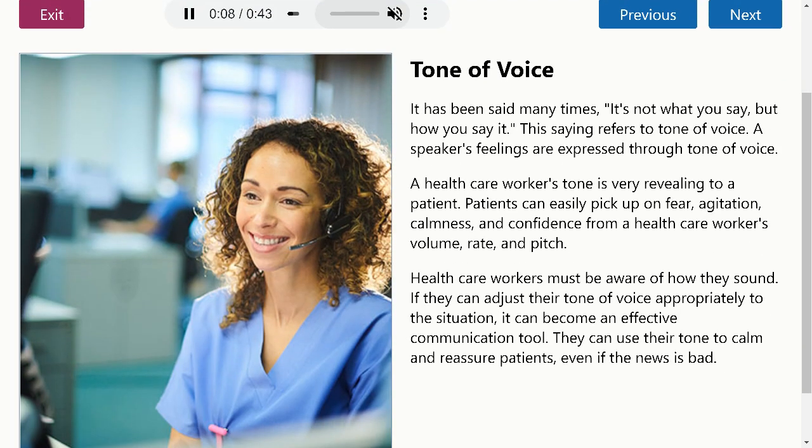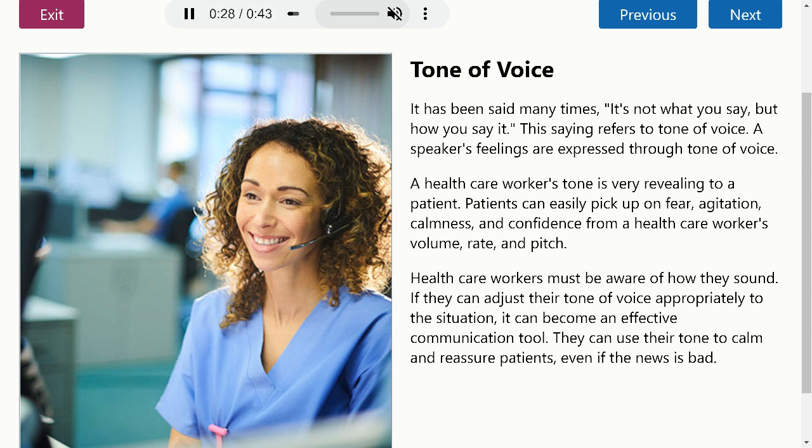That's what people, the message people get from tone of voice. This saying refers to tone of voice. A speaker's feelings are expressed through their tone. Healthcare workers' tone is very revealing to a patient. Patients can easily pick up on fear, agitation, calmness, and confidence from a healthcare worker's volume, rate, and pitch.